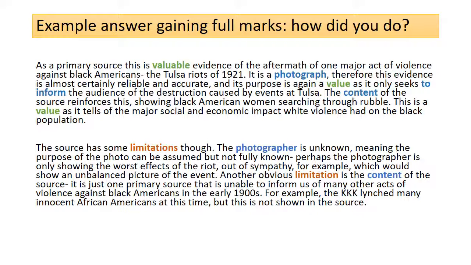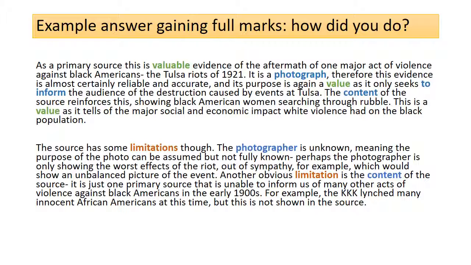A good answer might look like this. This time the values are arranged into the first paragraph, the limitations into the second. We've commented on the origins in the first paragraph, the fact that it's a photo, as well as the purpose and content. And again, in the second paragraph, the origins and the content of the source are commented on. The example that's given here about the KKK at the end is one example of violence against Black Americans that it doesn't tell us about.